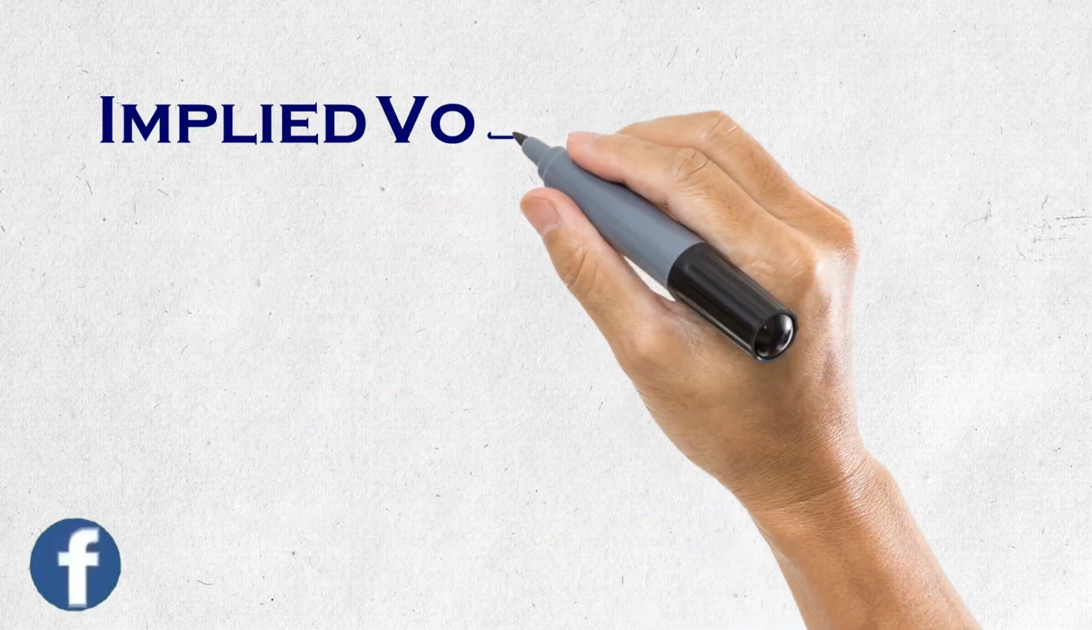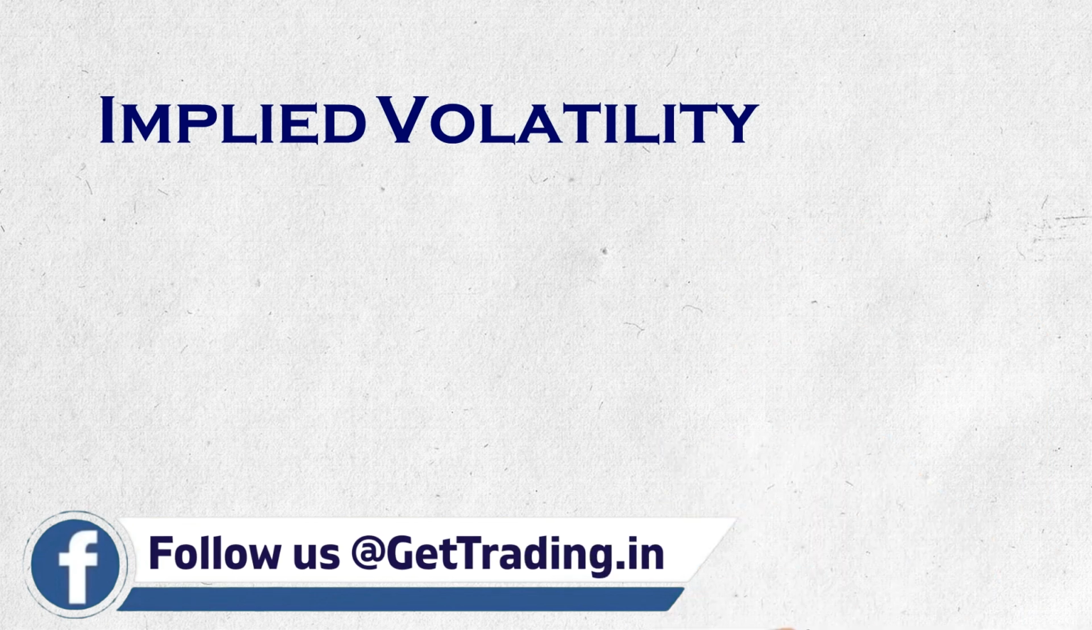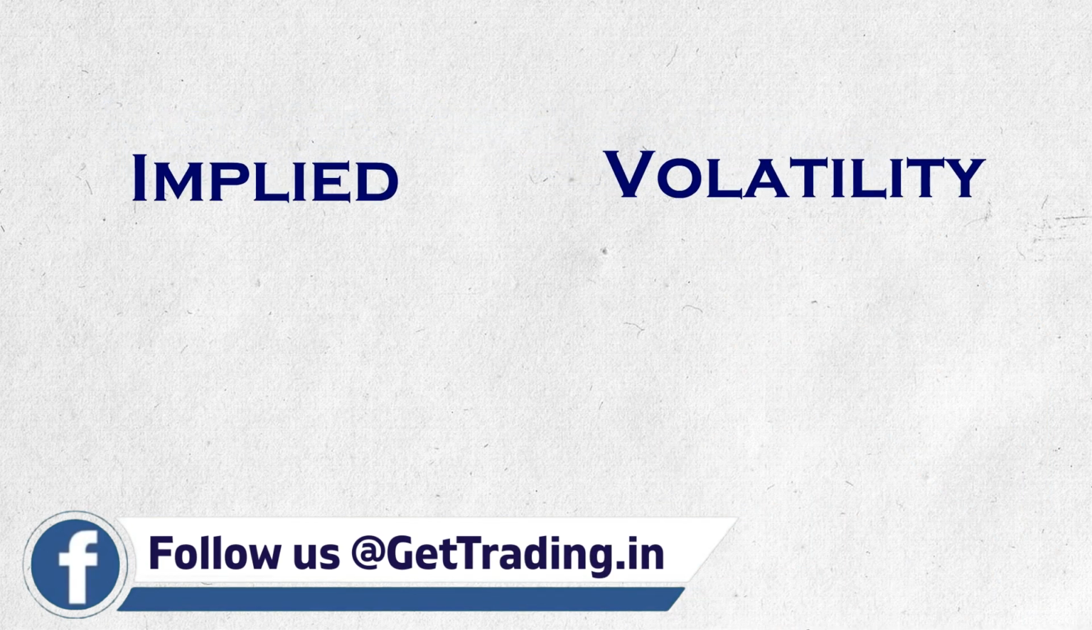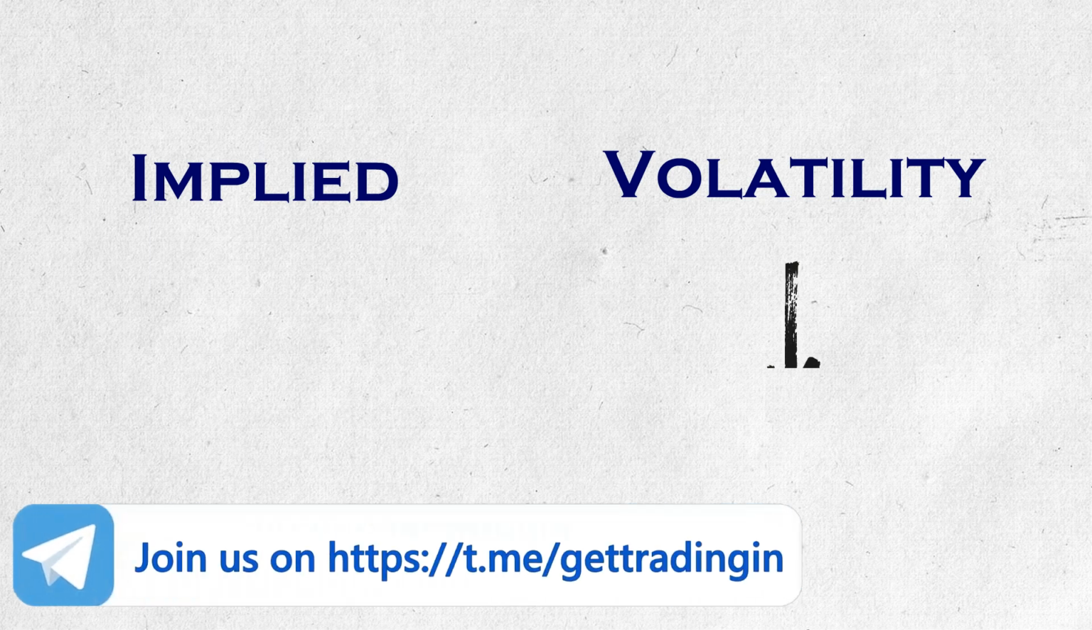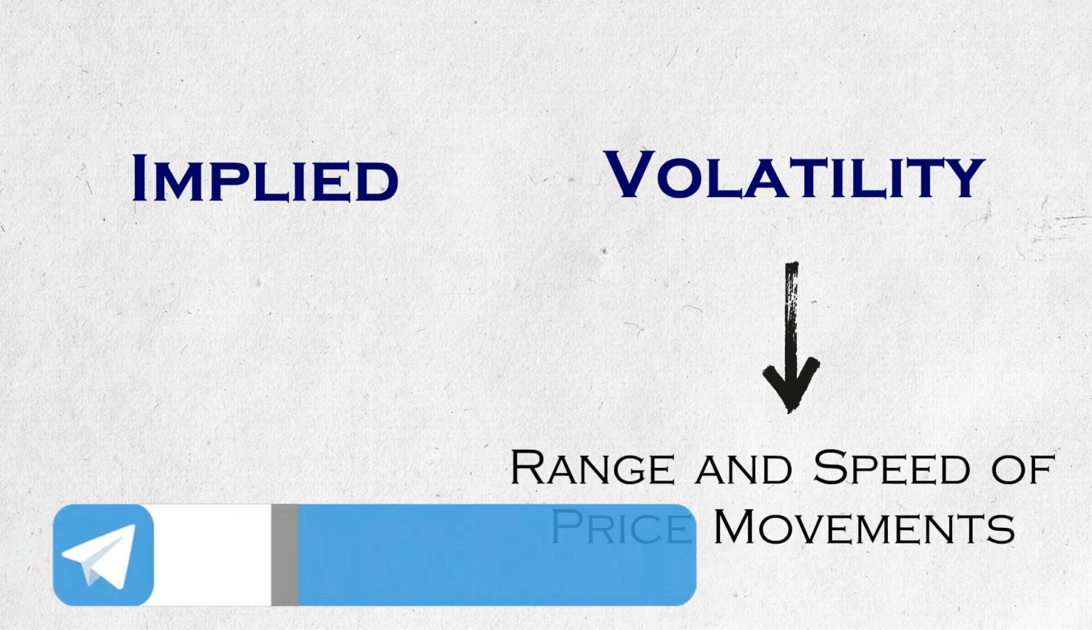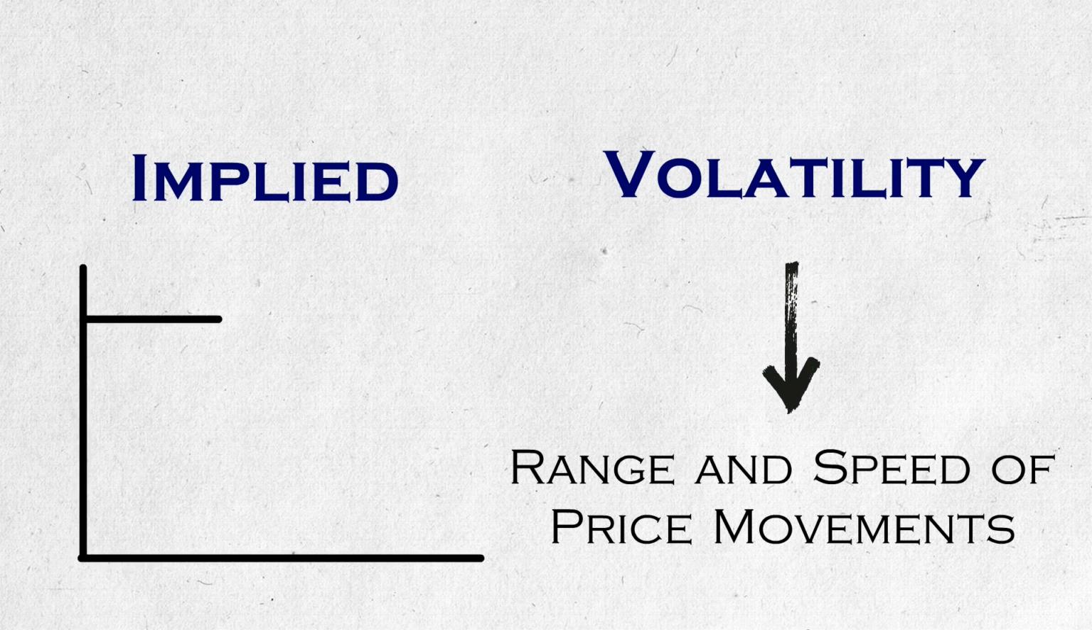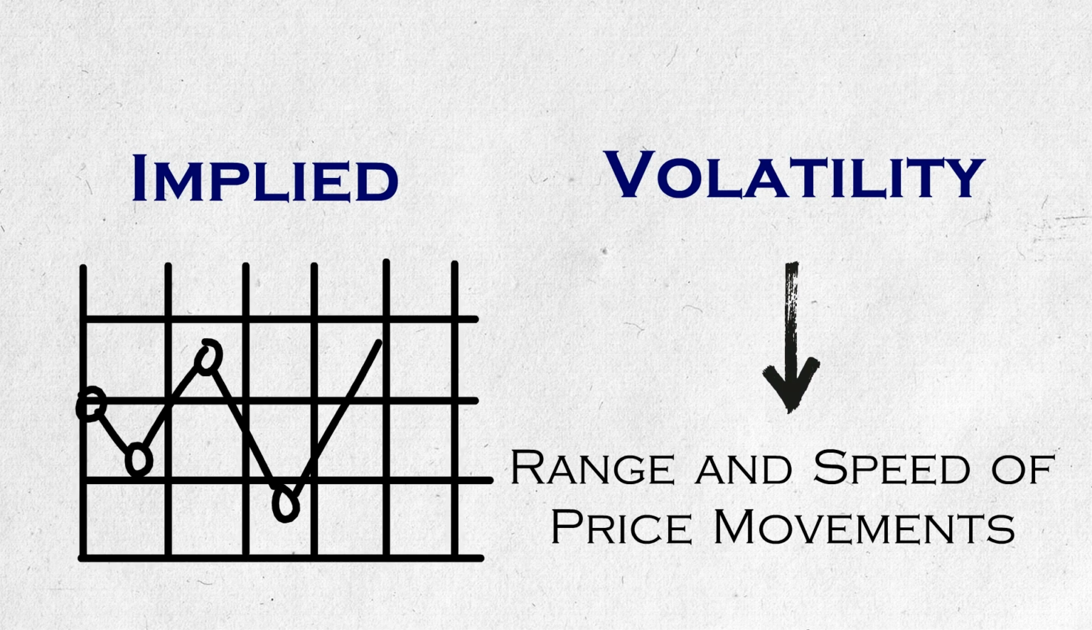Implied volatility. Two words, implied and volatility. We had already made a video on volatility, but to explain it in simple, volatility is the range and speed of price movements. It shows how quickly the stock has moved up or down. Okay, in that video, we have seen the volatility which is calculated from the previous data. In stock market terms, it is called as historical volatility.